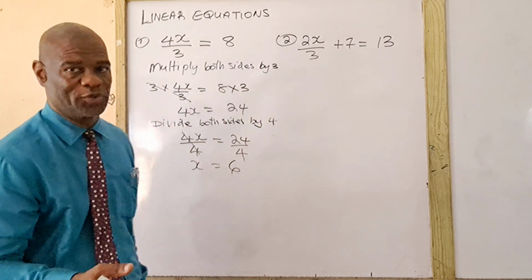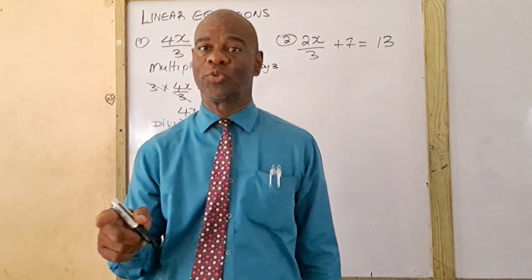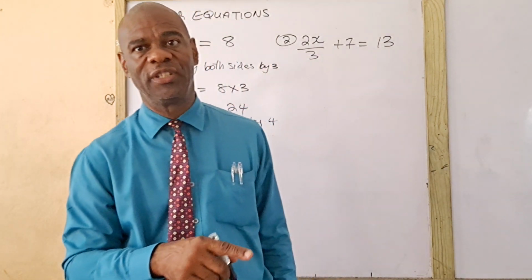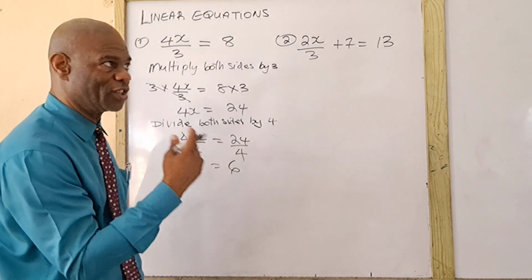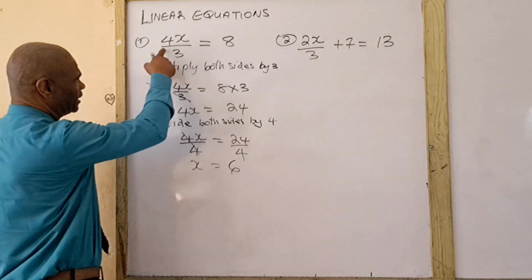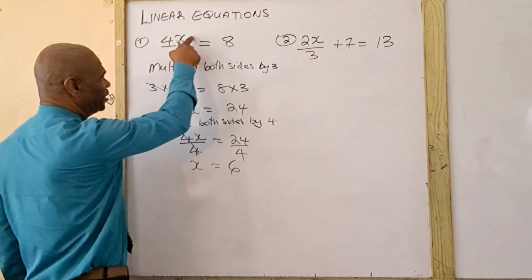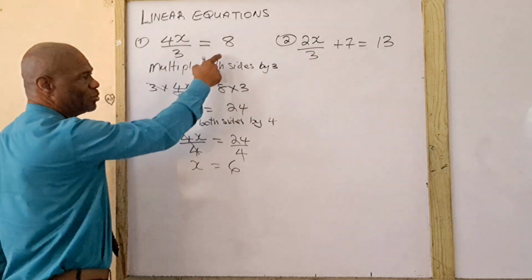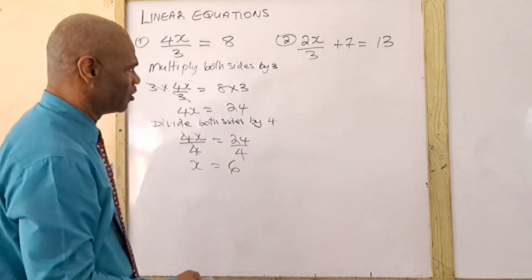Right? Now, as usual, we can check to see if our answer is correct by doing what? By substituting the value of the unknown, in this case x, into the equation, and we can solve to see if it is correct. Alright, so let's go. So it's 4 times the number, which is 6. 4 times 6 is 24. 24 divided by 3 is equal to 8. Alright, so that tells us that our answer is correct.